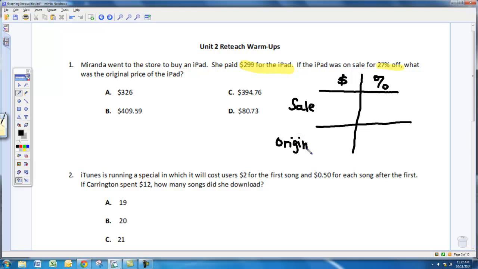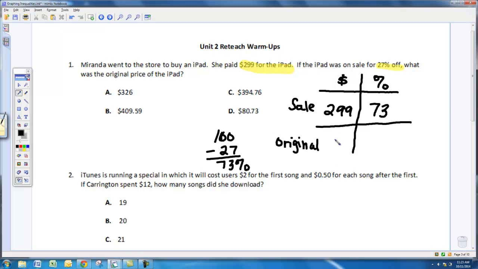So now we're going to start to fill in the table with the information that we've been given. We're told that she paid $2.99 for the iPad, so that is the sale price. She paid the sale price. The iPad was on sale for 27% off. So if it's 27% off, that means that the percentage that she is going to pay is 73%. So we'll put that under the percent. So the sale price is 73% of our original price.